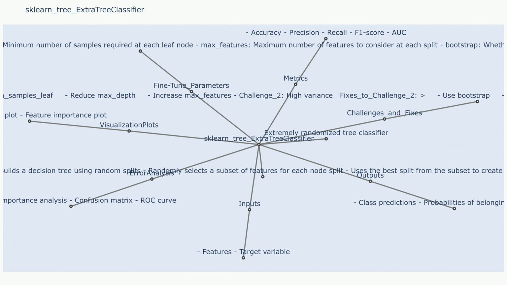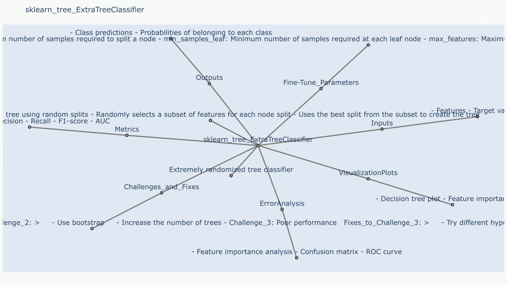Challenges and fixes. Challenge 1. High variance due to the inherent randomness in the tree construction process. Extra trees classifier can exhibit high variance. This means the model's performance can fluctuate significantly when trained on different subsets of the data. Sample use case. When training an extra trees classifier on a dataset with a limited number of samples, the model's performance may vary greatly depending on the specific data points included in the training set.